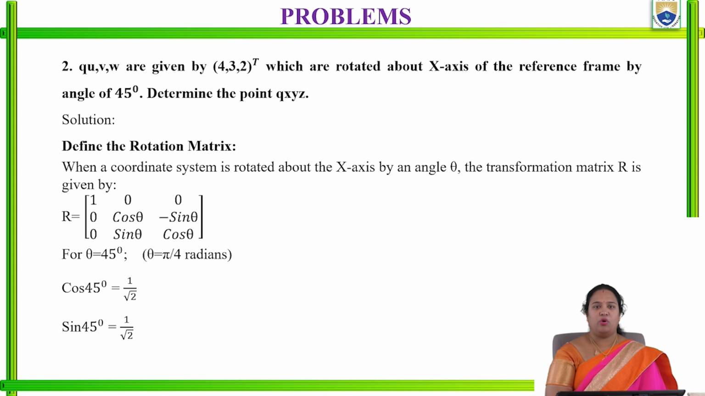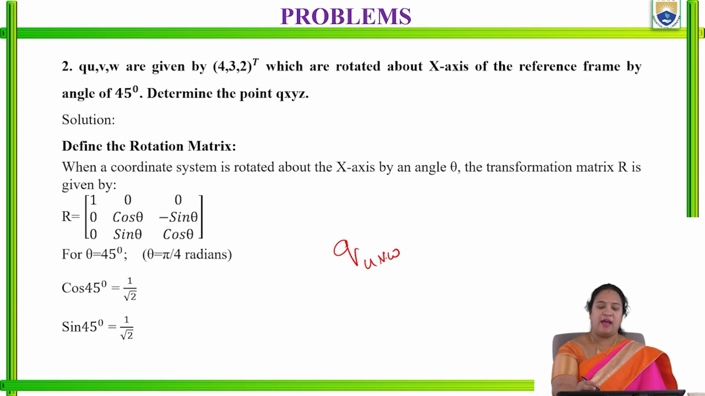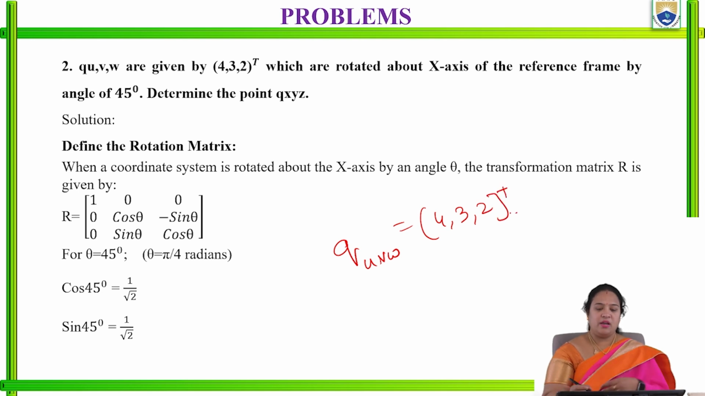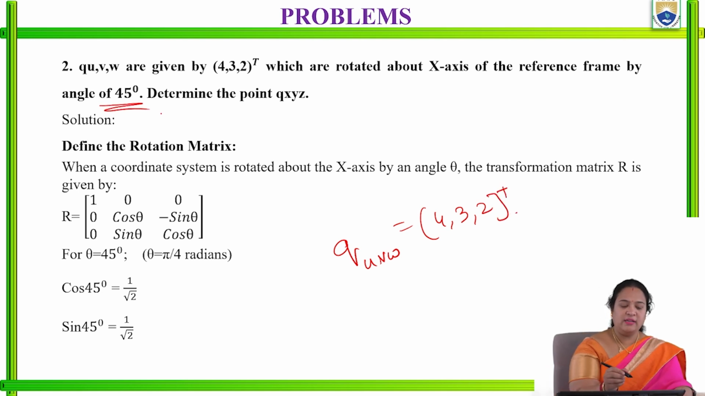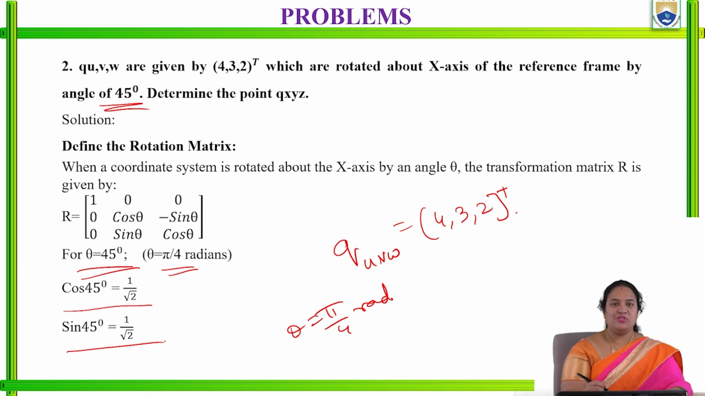Next, moving on to the second problem. The coordinates Q, U, V, W are again 4, 3, 2 transpose. Now here, we have the angle theta at 45 degrees. We convert this angle 45 degrees into radians, that is theta is equal to pi by 4 radians. So cos 45 we know is 1 by root 2 and sin 45 we know is 1 by root 2. Right?